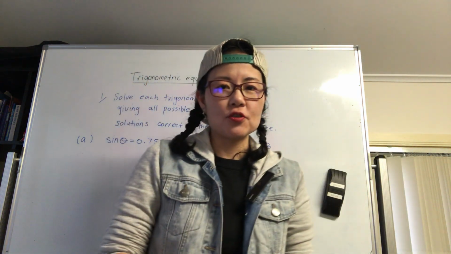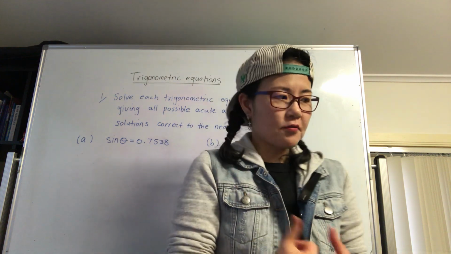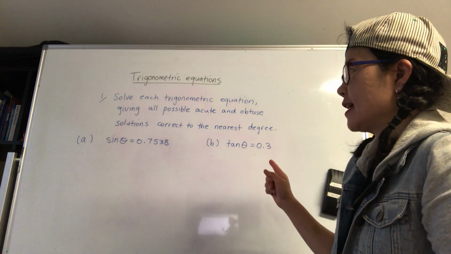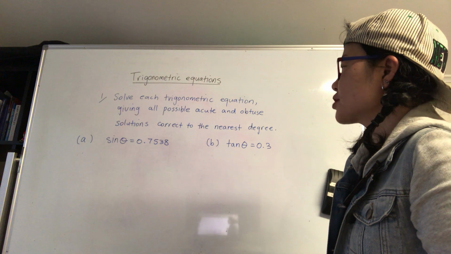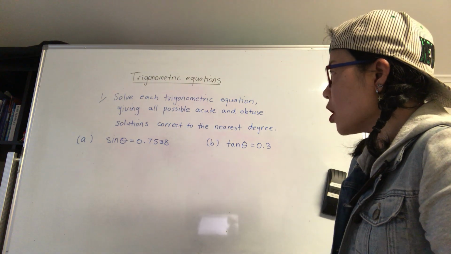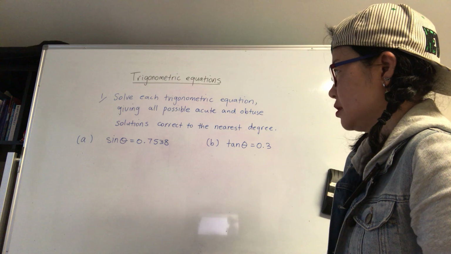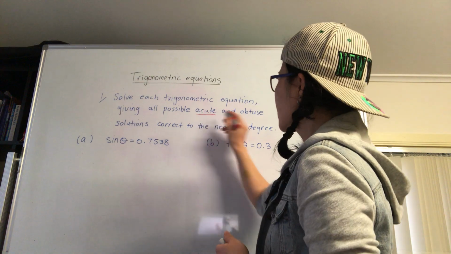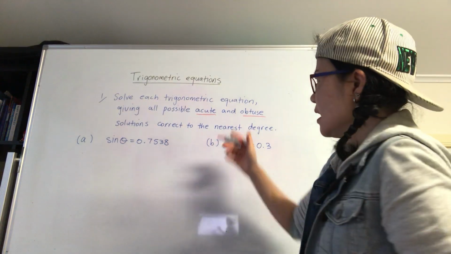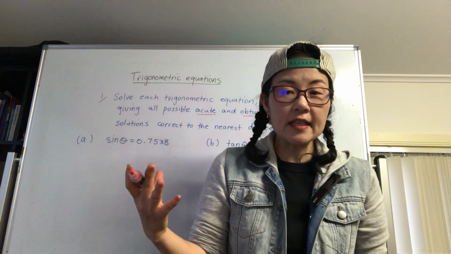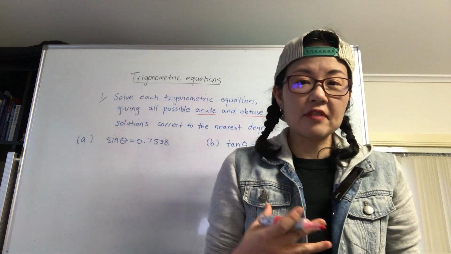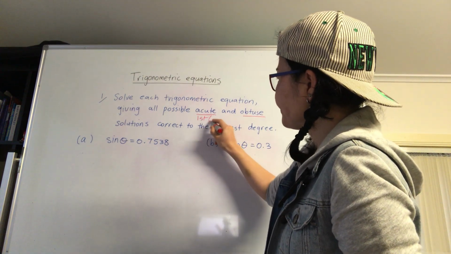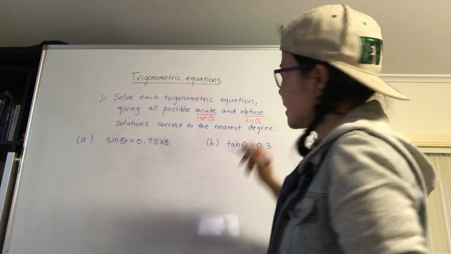Now today I'm going to do sine rule, but before I do sine rule, I want to do trigonometric equations. Okay, here we go. I've written the question here. Solve each trigonometric equation, giving all possible acute and obtuse solutions correct to the nearest degree. Now here it says acute and obtuse angles. What does that mean? Acute is 0 to 90, and obtuse is 90 to 180. So it's in the first quadrant and the second quadrant. That's what we are looking at.